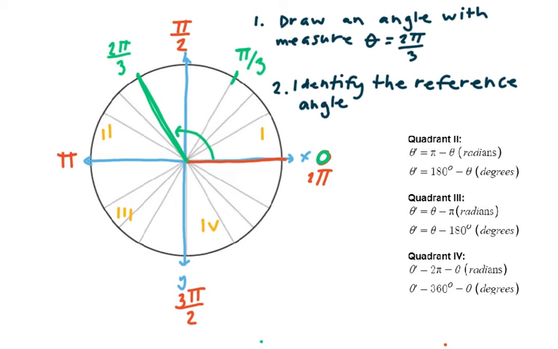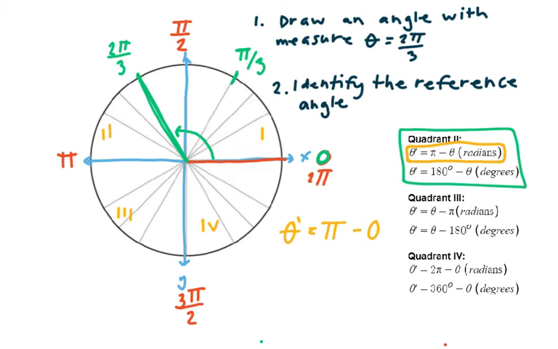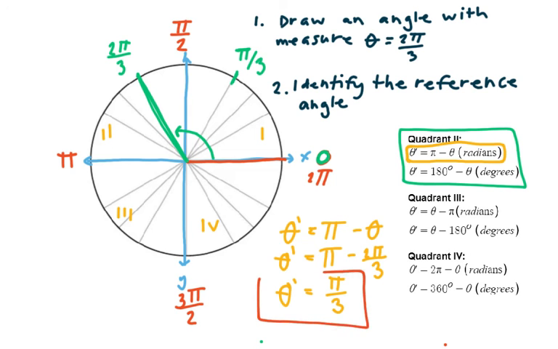Because our terminal side is in quadrant 2, we want to use one of these two formulas. And more specifically, we are working in radians here. Our angle measure is in radians, so we are going to use this first formula. So theta prime, our reference angle, is going to be equal to pi minus theta, or our angle measure in radians. So our reference angle is going to be equal to pi minus 2 pi over 3. When we subtract 2 pi over 3 from pi, we are left with pi over 3. And so this is our reference angle.